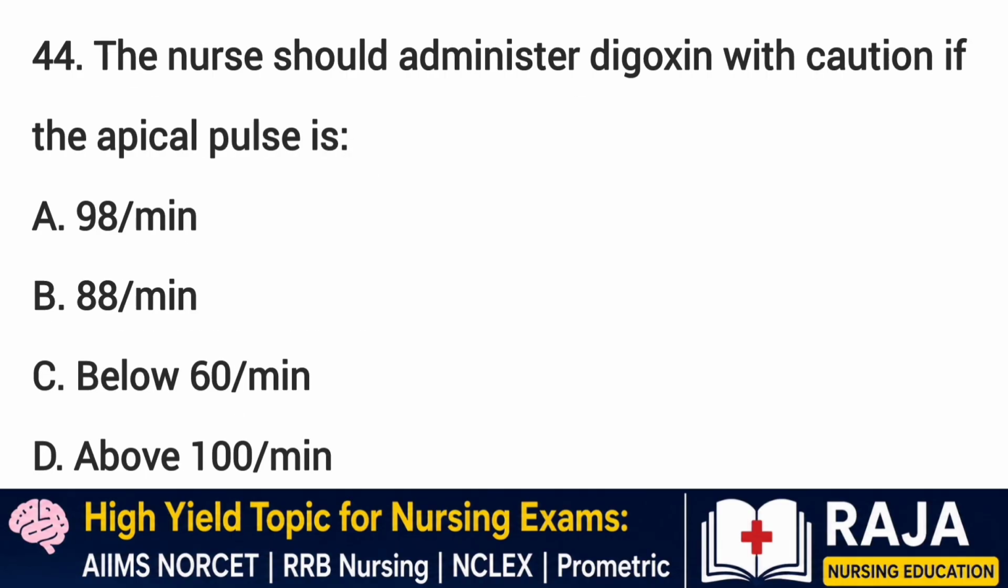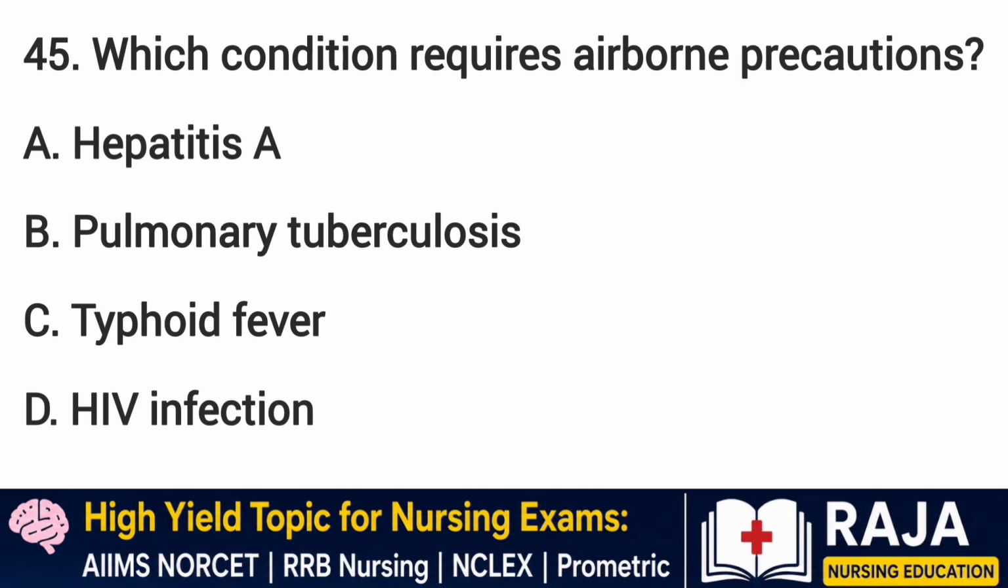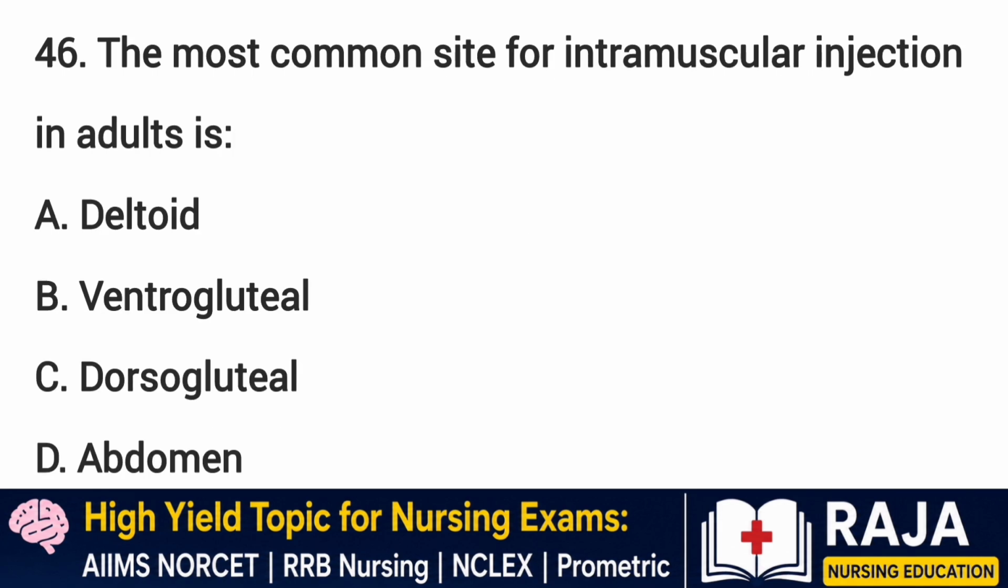The nurse should administer digoxin with caution if the apical pulse is? Option is C. Below 60 per minute. Which condition requires airborne precautions? The option is B. Pulmonary tuberculosis requires airborne precautions.